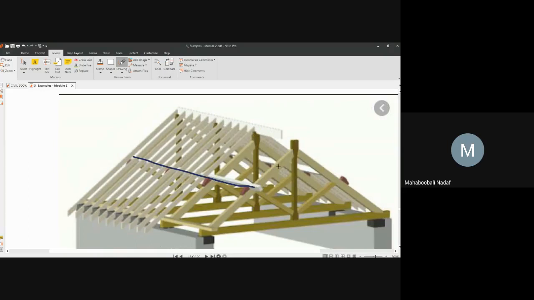So this is truss number 1, this is truss number 2. Like this, there will be multiple trusses. On each truss, there may be purlins running longitudinally, so many purlins are there. This top portion is called the ridge beam. It is called the ridge beam.